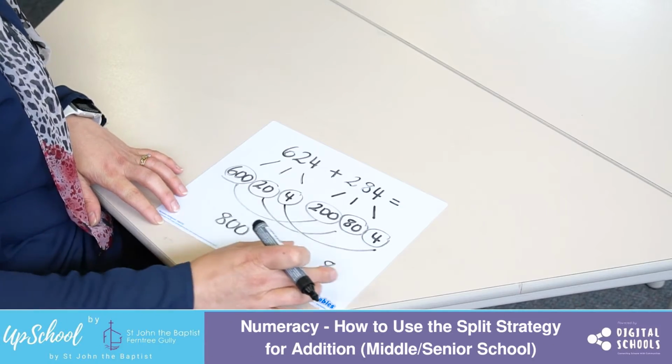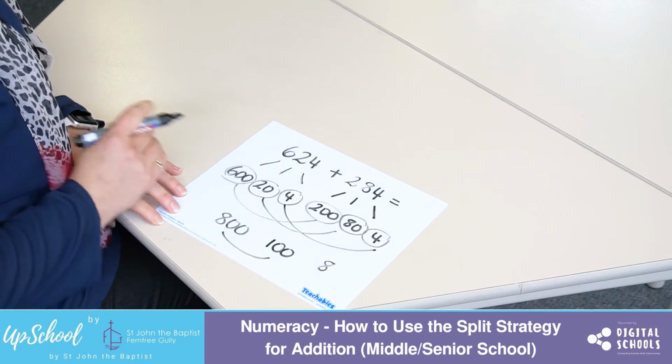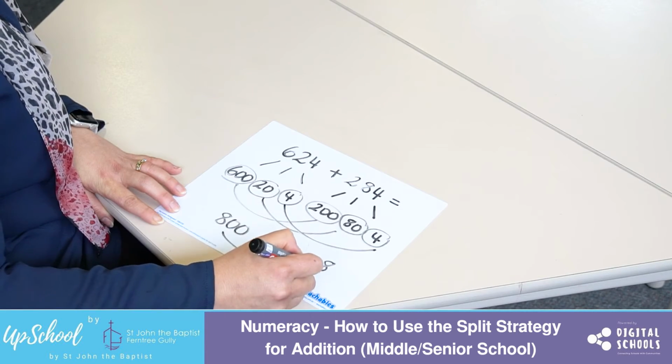So students understanding that splitting a number up and adding up its place value can make it easier. So we have 800 and 100 to 900 and 8 more.